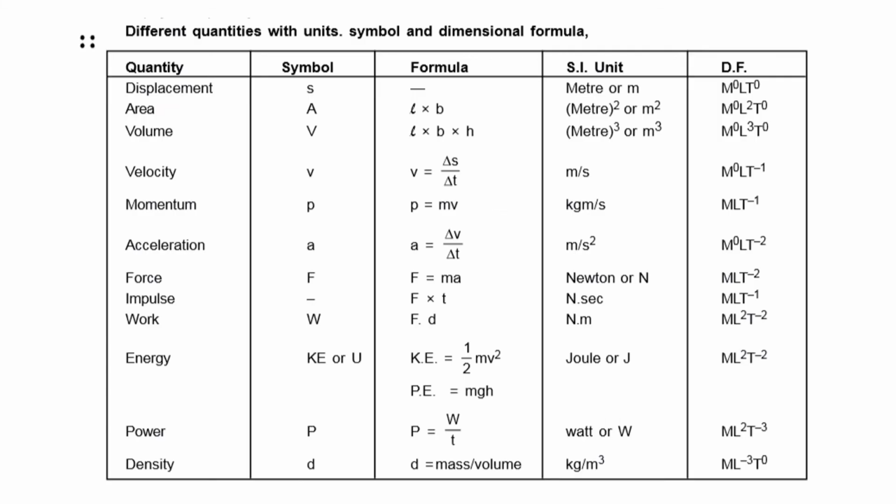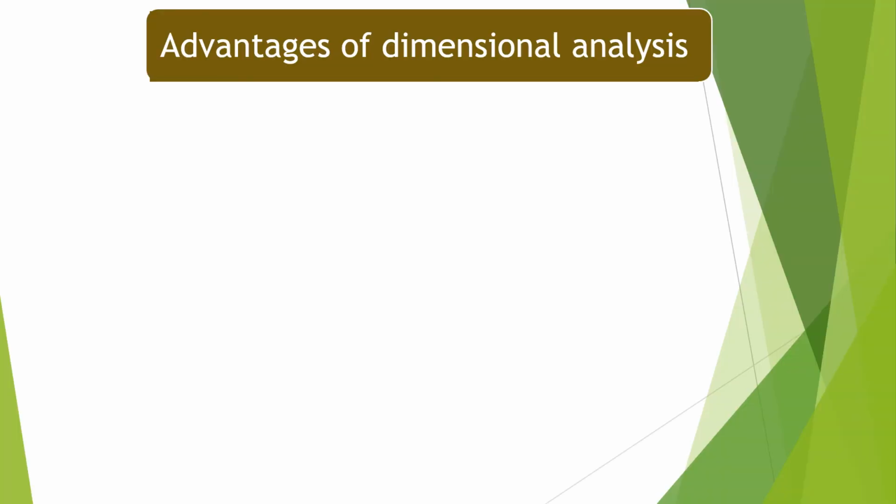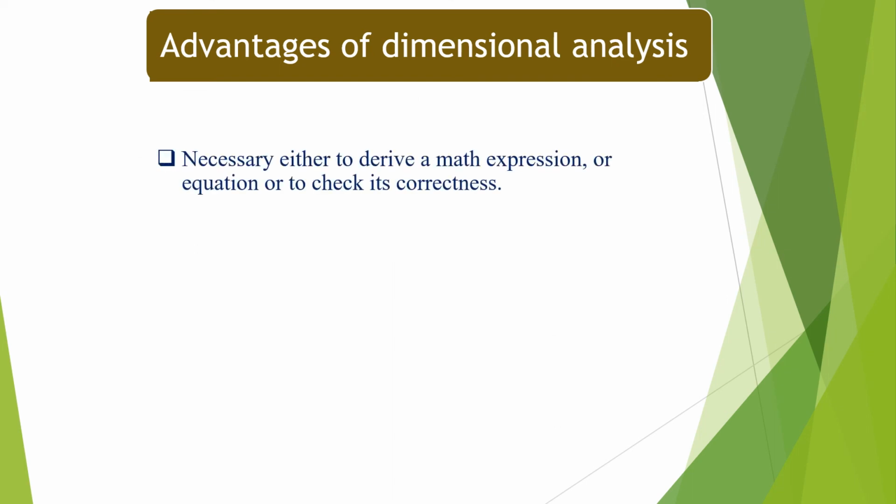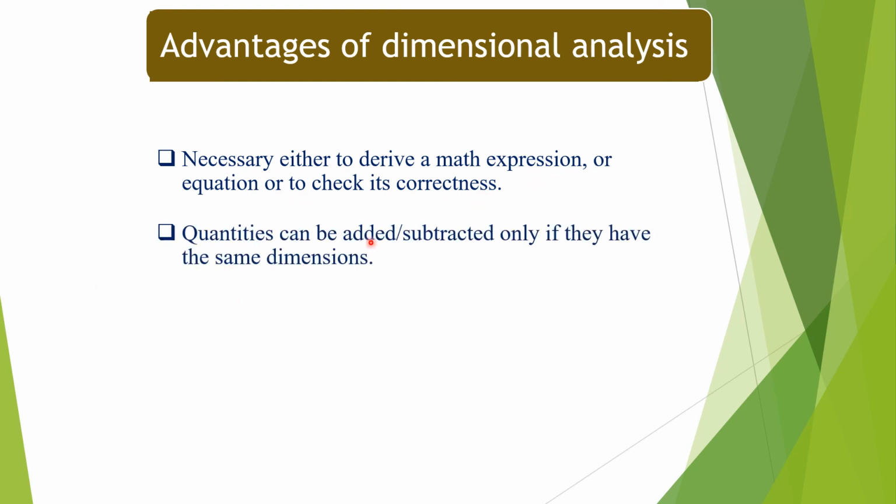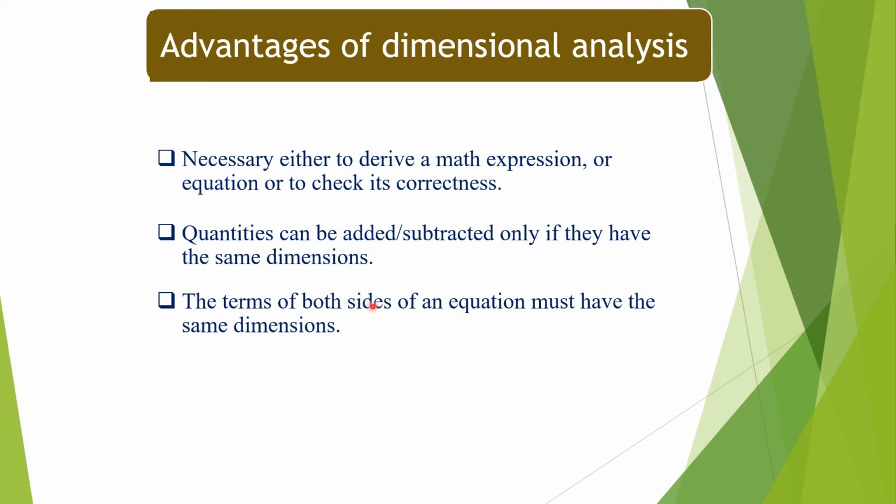Here different quantities with units, symbols and dimensional formulas are shown. Try to calculate these dimensional formulas by yourself. Advantages of dimensional analysis: it is necessary either to derive a math expression or equation or to check its correctness. Quantities can be added or subtracted only if they have the same dimensions. The terms of both sides of an equation must have the same dimensions.